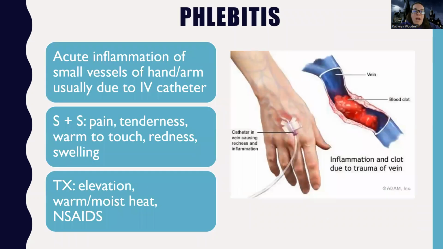Then there's also phlebitis. It can happen other places, but usually it's going to be in the hands or the arms. It's an inflammation of the blood vessels, usually a result of an IV catheter, like a peripheral IV, where the IV irritates the blood vessels. It can eventually lead to a clot. But when we talk about phlebitis, we're just talking about inflammation.